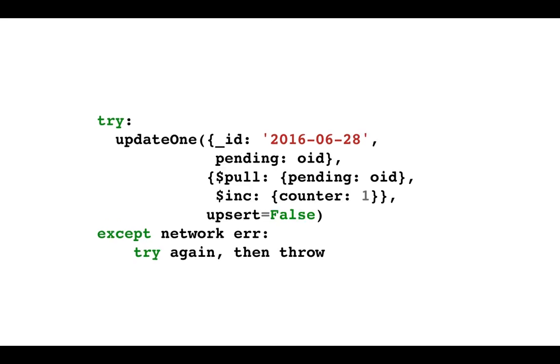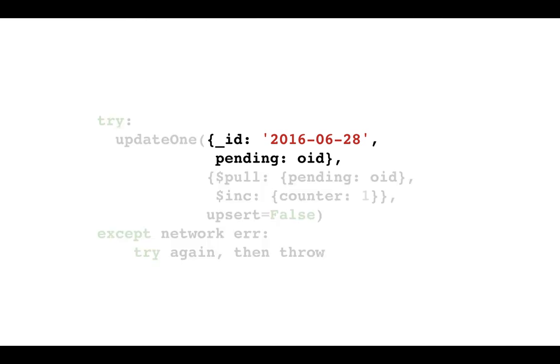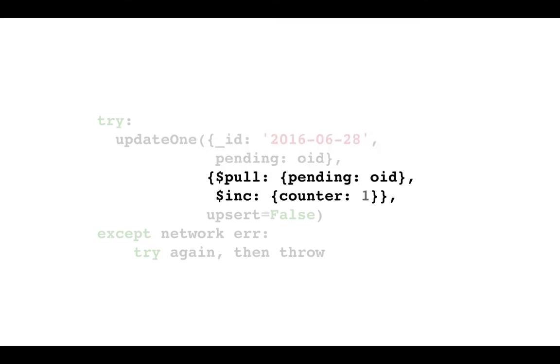So now we've got the document with the pending ID. What do we do next? This is a little more code than we've seen before. We can look at it one piece at a time. The first part we're going to look at is the filter. We're updating documents with today's date for the ID that have that token in the pending array. And if we find such a document, then we're going to do 2 things to it. We're going to pull the token out, and we're going to increment the counter.